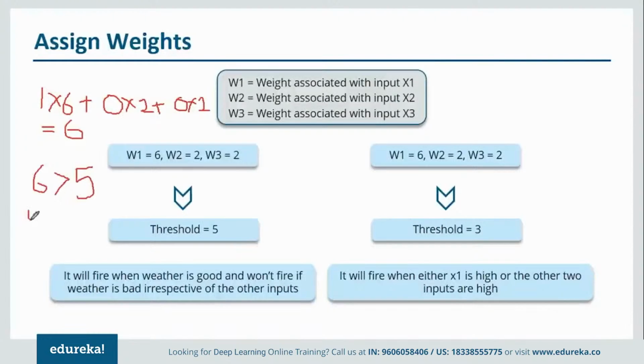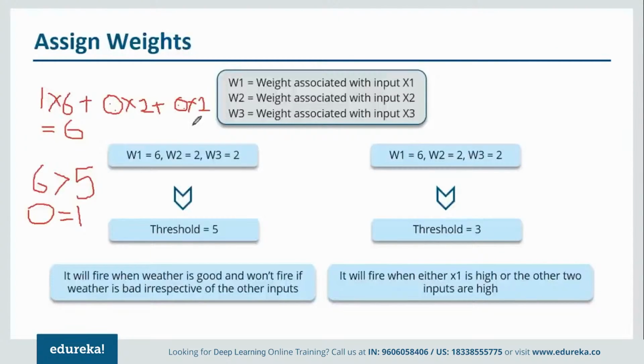That means my output will be 1, or you can say my neuron will fire, or I'll actually go to the beer festival. So even if these two inputs are 0 for me, that means my wife is not willing to go with me and there is no public transport available, but weather is good, which has a very high weight value and it actually matters a lot to me. So if that is high, it doesn't really matter whether the two inputs are high or not. I will definitely go to the beer festival.